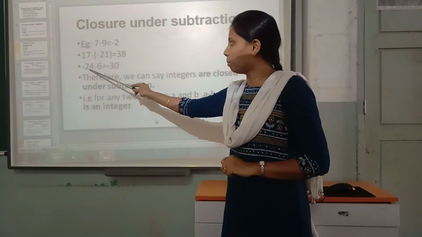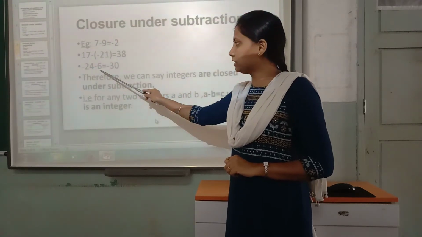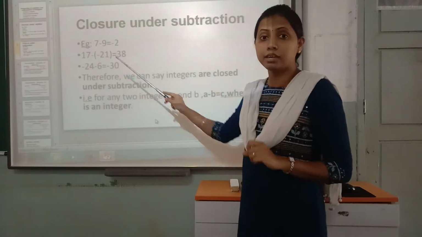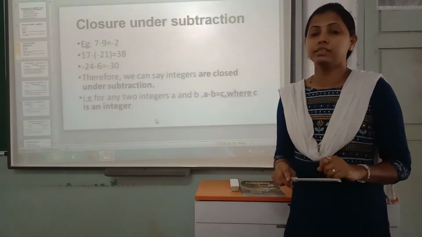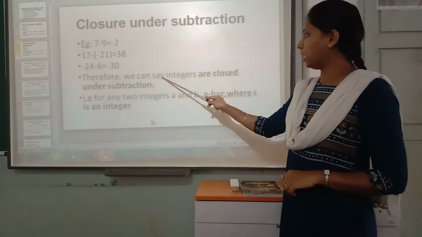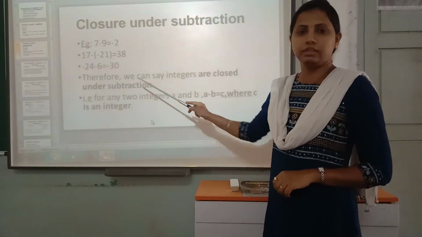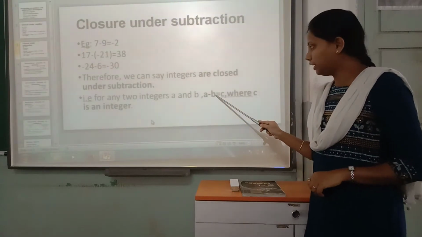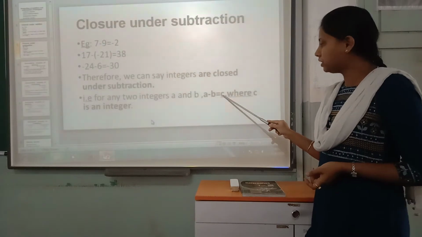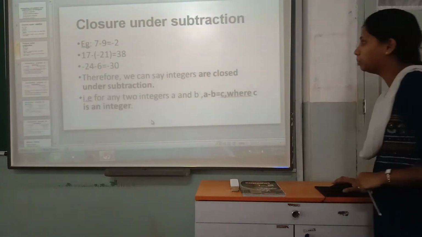Next example, minus 24 minus 6. Minus 24 is one integer, 6 is one integer. When you subtract these two, the difference you get is minus 30, and you can see that minus 30 is also an integer. So therefore, we can say integers are closed under subtraction. That is, you can subtract any two integers, a minus b, and the difference you get will also be an integer. Coming to the next one.